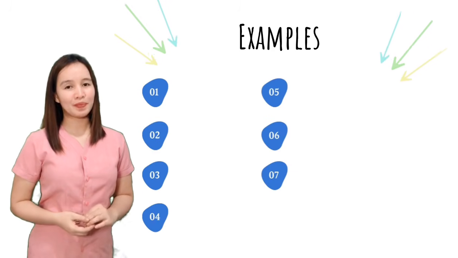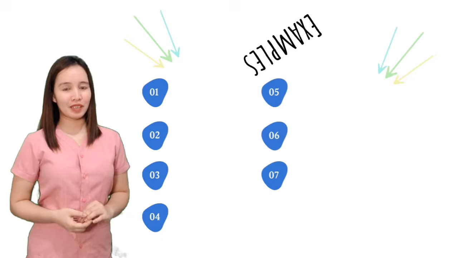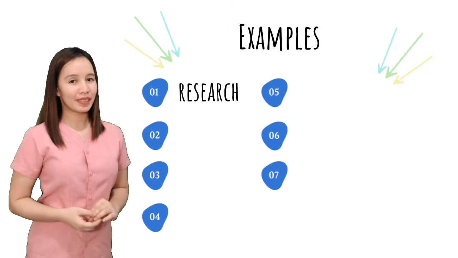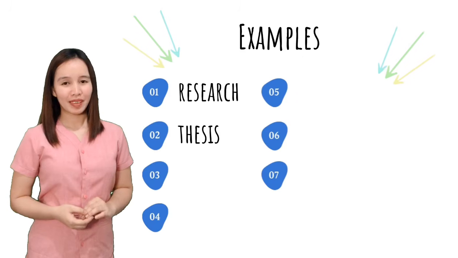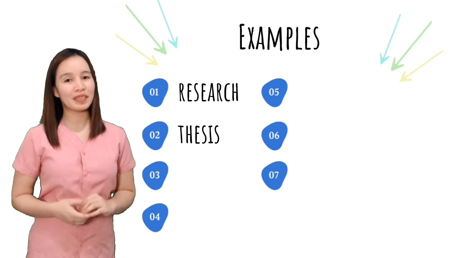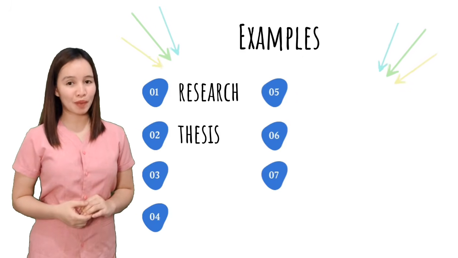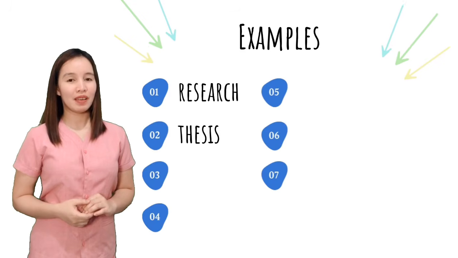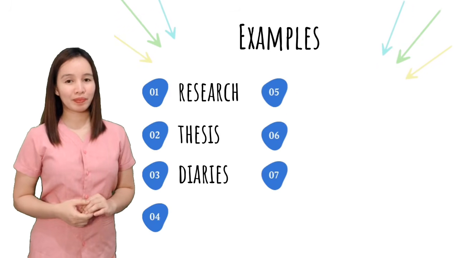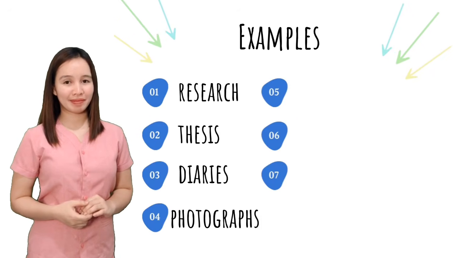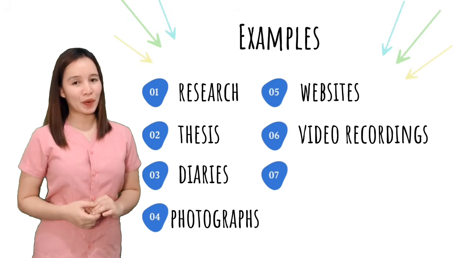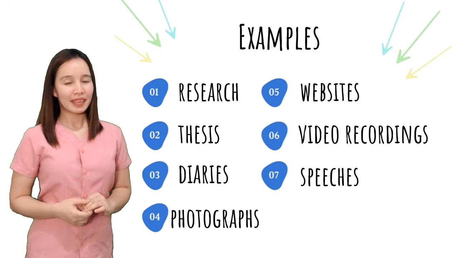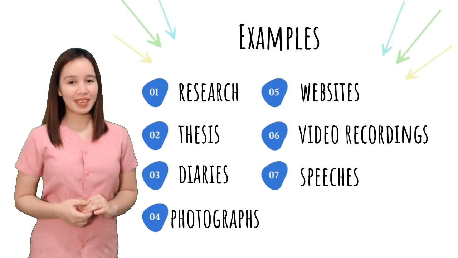Some examples of published primary sources of information are research and thesis. On the other hand, some examples of unpublished primary sources of information are diaries, photographs, websites, video recordings, speeches, and more.